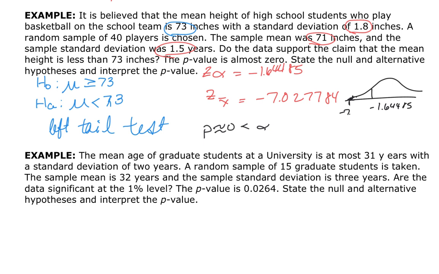What does this mean? We have sufficient evidence to conclude from the data that the mean height of high school students who play basketball on the team is actually less than the 73 inches at a 5% level. The data does support the claim. So the claim is, is the mean height less than? And the answer is yes. We have enough information to support that claim. The claim almost always is the Ha. I can pretty much say it always is the Ha. The Ho is the status quo.